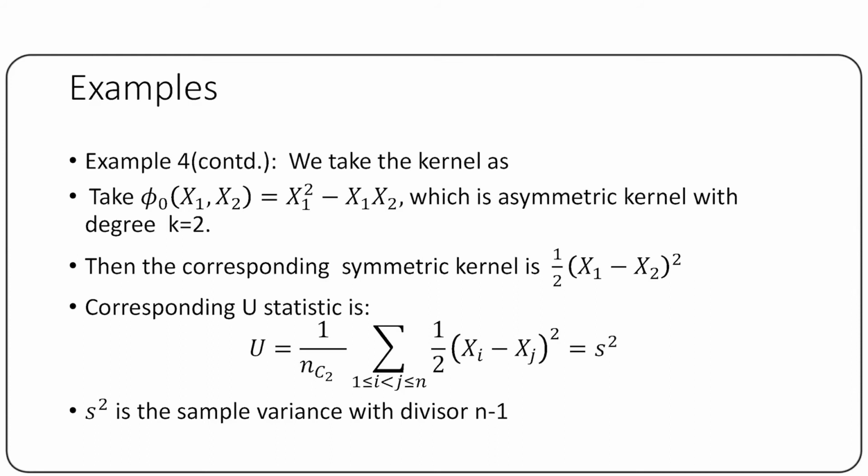But such a kernel is not symmetric, as we have seen in our earlier examples. Therefore, we symmetrize it by taking the average. Now, x1 x2 has two possible orderings, that is x1 x2 and x2 x1. For each ordering, we calculate phi and their average will be a symmetric kernel. The average comes out as half x1 minus x2 whole square, and after a tremendous simplification, the U statistic reduces to s square, the usual unbiased estimator of variance.